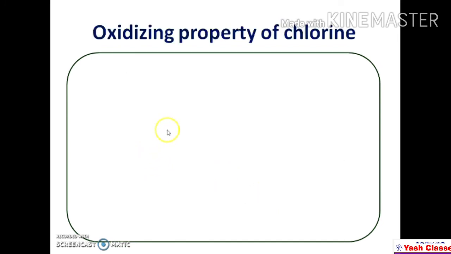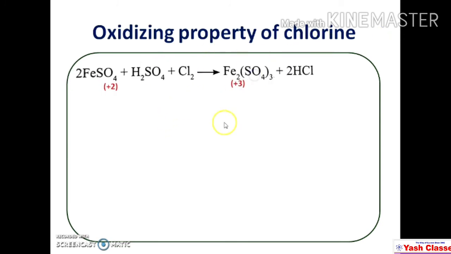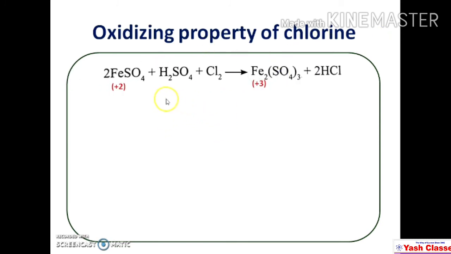Now next is the oxidizing property of chlorine. Chlorine is a well-known oxidizing agent, and when chlorine comes in contact with the salt ferrous sulfate, it converts ferrous sulfate into ferric sulfate, and in this reaction chlorine acts as an oxidizing agent. It oxidizes the ferrous ion, that is Fe2+, which is present in ferrous sulfate. This ferrous ion is converted into ferric ion.